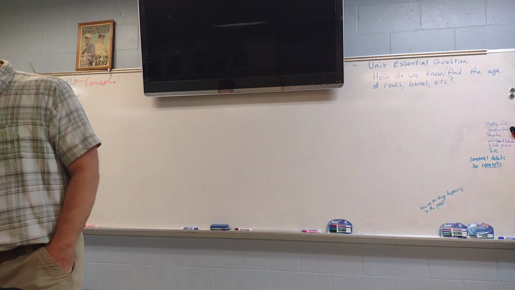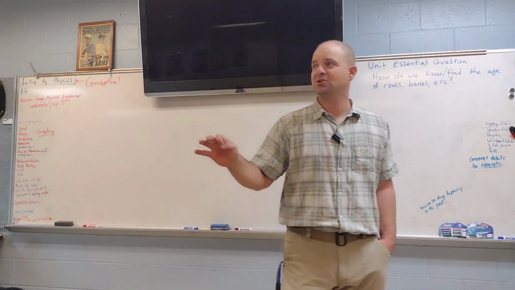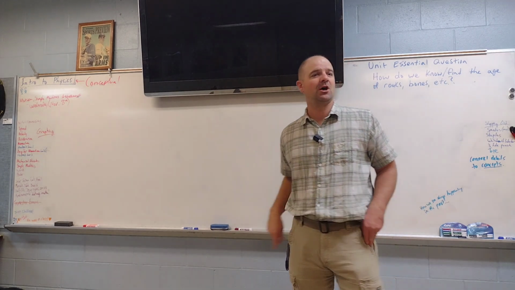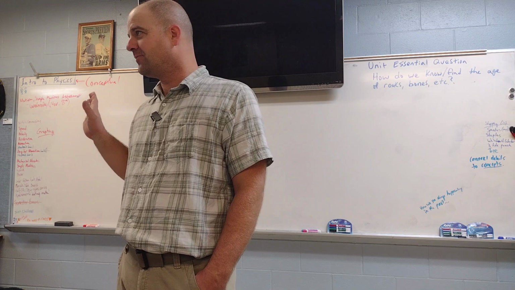Who was the guy that came up with, or at least the first to use, radiometric dating to figure out an estimate for the age of the Earth? Arthur Holmes. Very good. Good memory. We're going to kind of dabble.